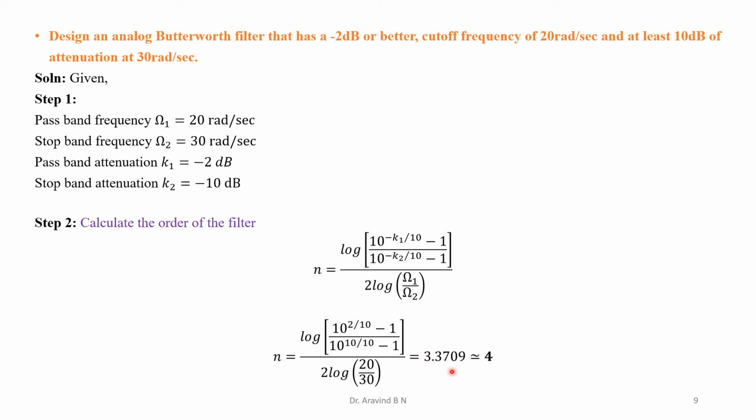3.3709. So as it has been told previously, any fractional value we are going to get must be rounded off to its next integer value. Therefore, 3.3709 has been rounded off to the value 4. So order of the filter is equal to 4.